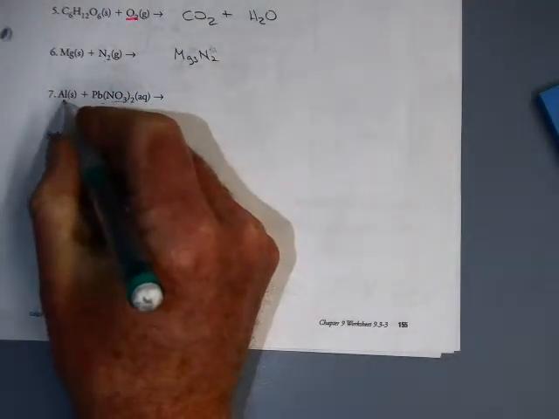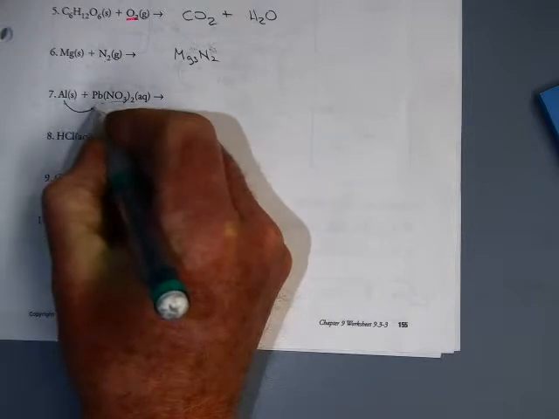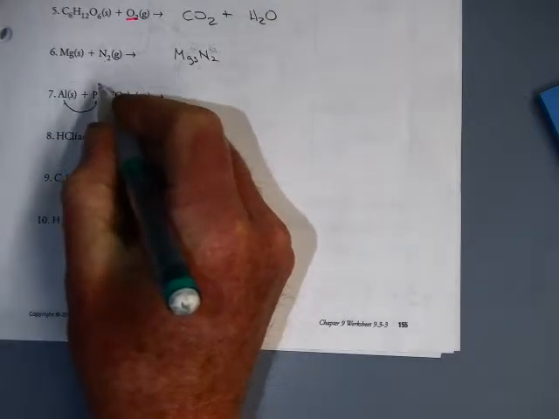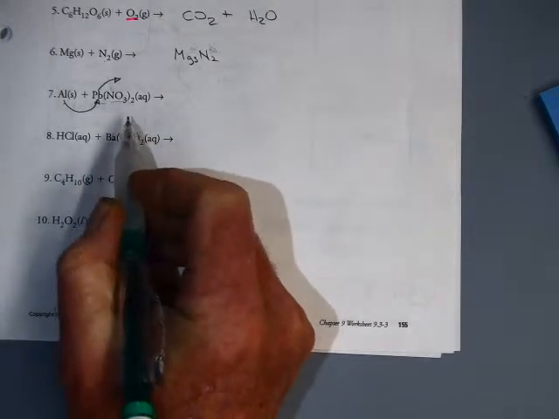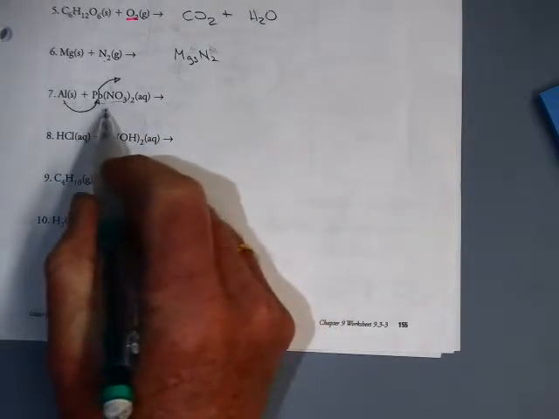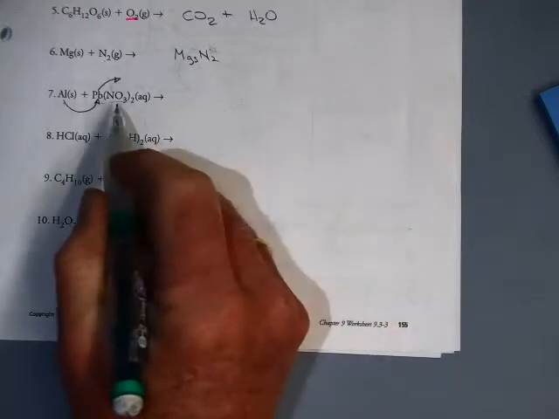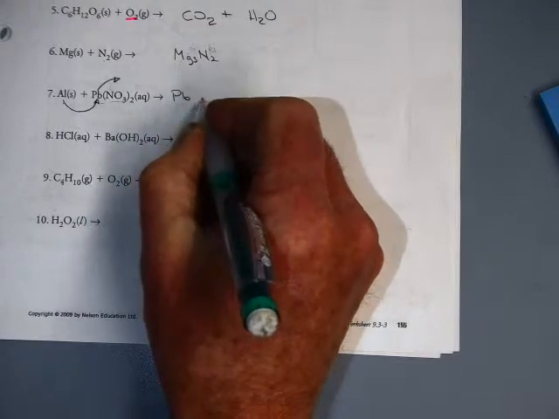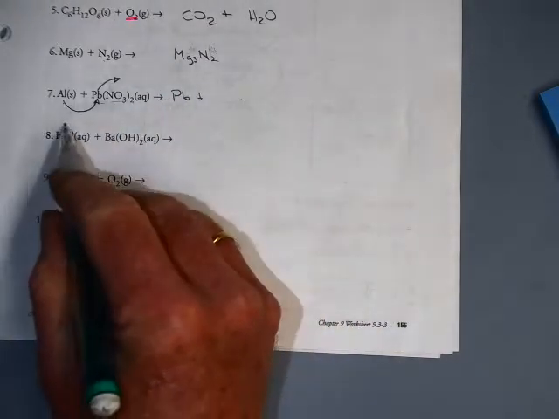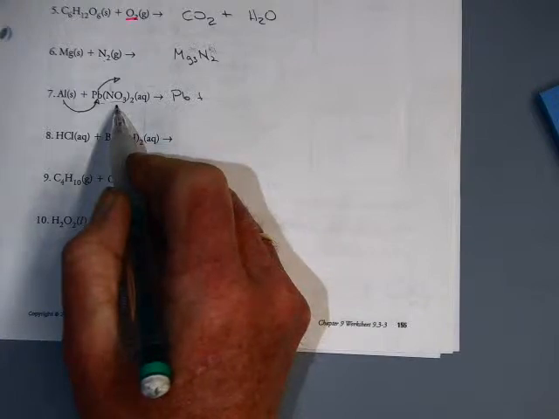Woo! So this is going to be a single replacement. There you go. So in a single replacement, the metal is going to come in, the aluminum is going to come in, and he's going to kick the lead out. So what do we know? What can happen here? Well, if the lead goes out, he's going to be by himself, so that's done. And aluminum is going to combine with nitrate.